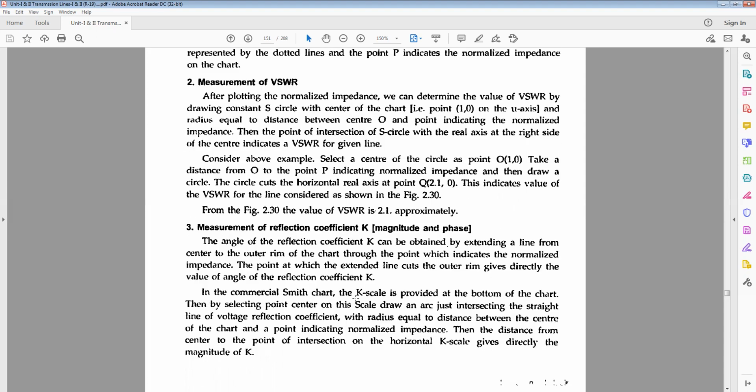In the commercial Smith chart, the K scale is provided at the bottom of the chart. Then, by selecting the point center on the scale, draw an arc just intersecting the straight line of the voltage reflection coefficient, with radius equal to the distance between the center of the chart and the point indicating the normalized impedance. Then the distance from the center to the point of intersection of the horizontal K circle gives directly the magnitude of K. We'll get the reflection coefficient and the magnitude.